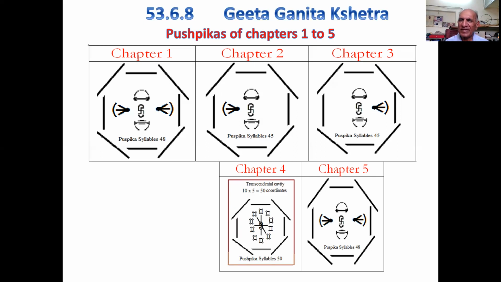Now 6 space is the origin of a 5 space, and 5 space is a solid order. As such, there is a split for a 5 space domain. That is why chapter 2 and chapter 3 are having Pushpika letters 45 each. And this split of the transcendental origin creates a transcendental cavity, and as such, the Pushpika of chapter 4 is of 50 syllables setup.